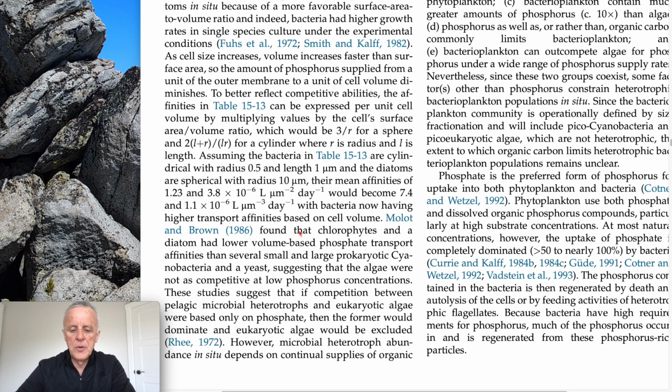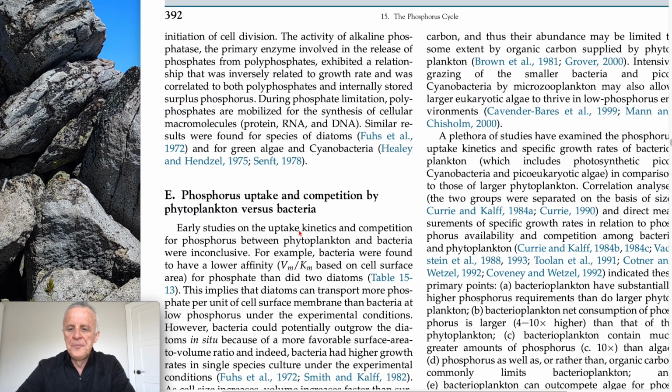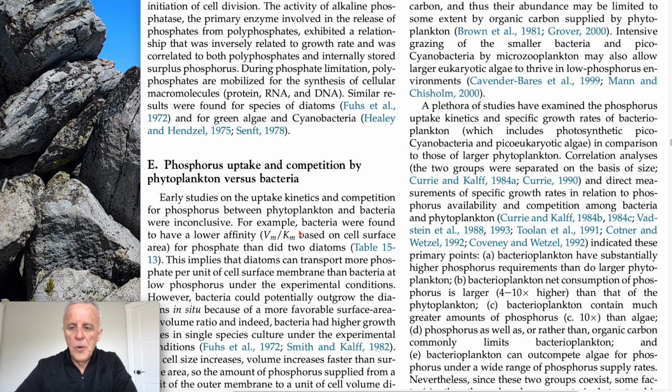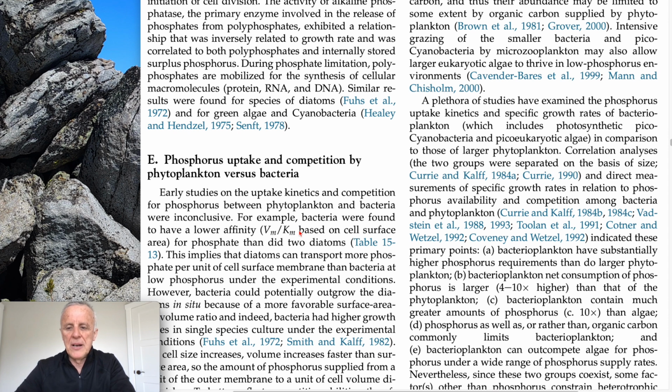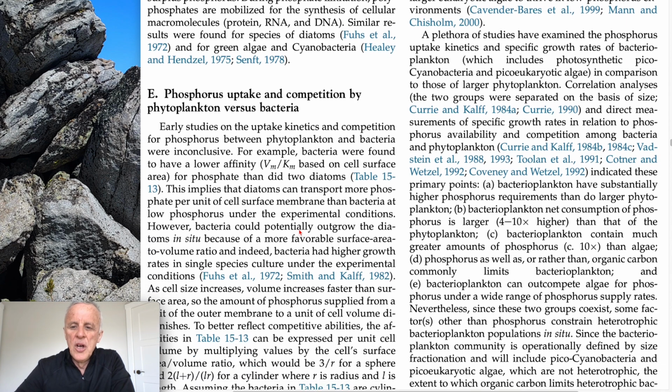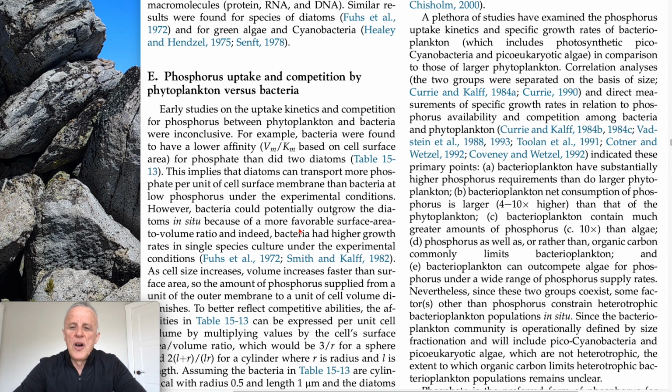However, microbial heterotroph abundance in situ depends on continual supplies of organic carbon, and thus the abundance may be limited to some extent by organic carbon supplied by phytoplankton. Intensive grazing of the smaller bacteria and picocyanobacteria by microzooplankton may also allow larger eukaryotic algae to thrive in low phosphorus environments. A plethora of studies have examined the phosphorus uptake kinetics and specific growth rates of bacterioplankton, which includes photosynthetic picocyanobacteria and picoeukaryotic algae, in comparison to those of larger phytoplankton.